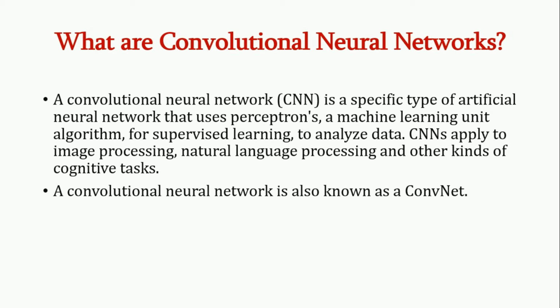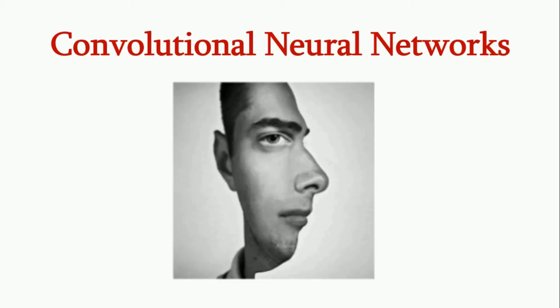They are also known as shift invariant or space invariant artificial neural networks, based on the shared weights architecture and translation invariance characteristics. What do you see when you look at this image? Do you see a person looking at you, or do you see a person looking to the right? You can see that your brain is struggling to adjust. If you look to the right side of the image, just look at the right border of the image, you will see a person looking to the right. If you look to the left border of the image, you will see a person looking at you.